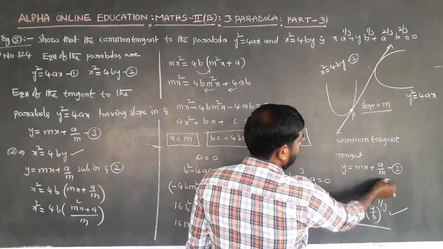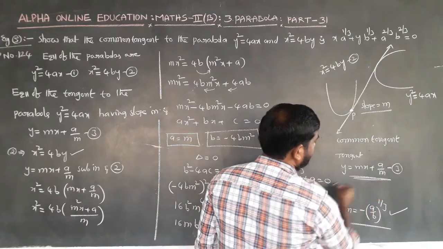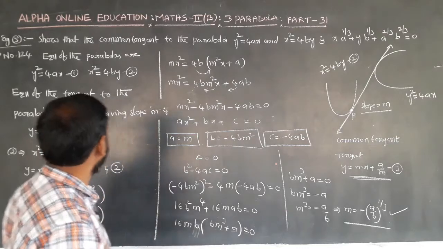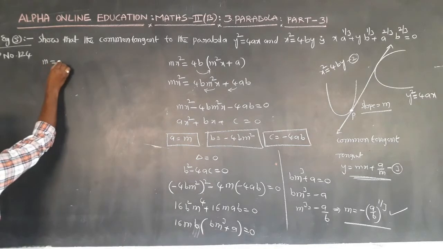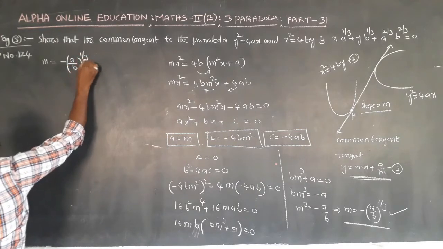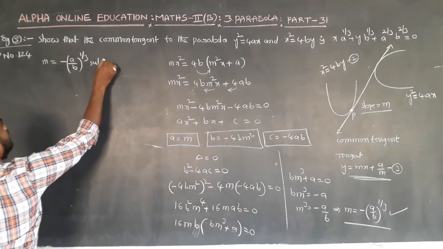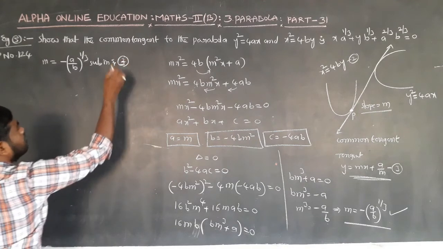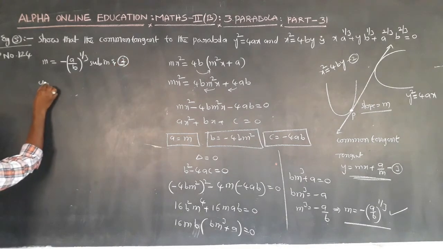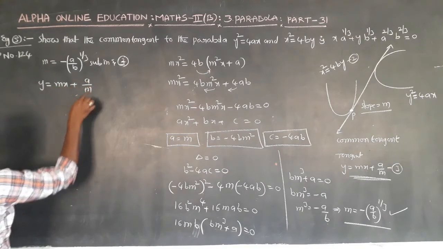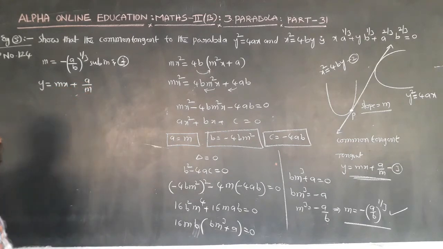Substitute in equation number 3. Substitute equation number 3 and simplify. m is equal to minus a by b whole to the power of 1 by 3. Substitute in equation number 3. Equation number 3 is y is equal to mx plus a by m.